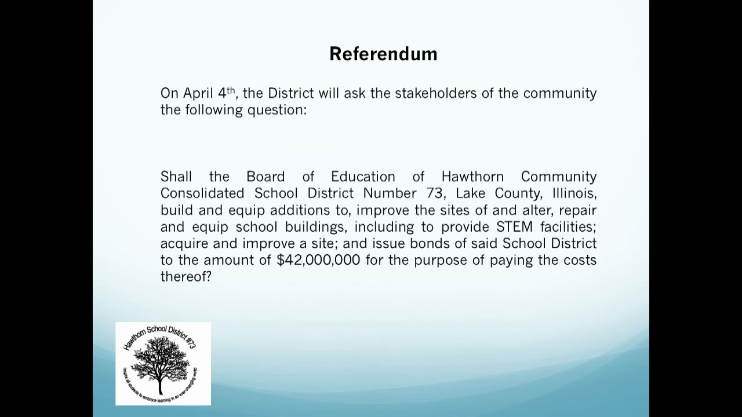So we have estimated this $42 million, the impact on the taxes, with no new property growth, no additional EAV, just based on what the tax base is now. So we feel this estimation of the $309 for the $350,000 home is probably a conservative number, and we're hoping it's going to be less. Okay, thank you.